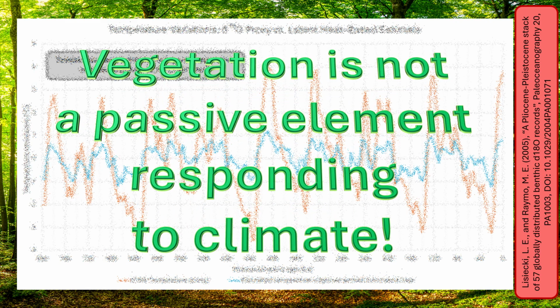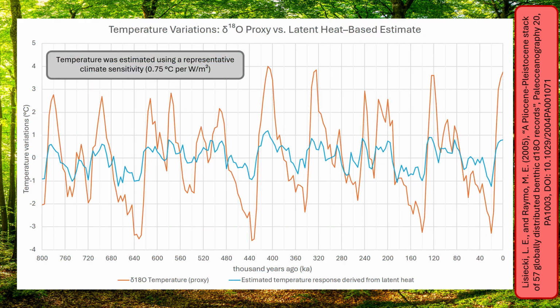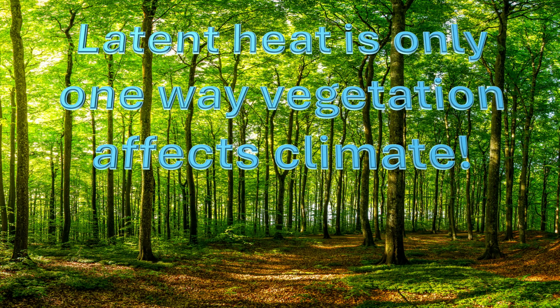Vegetation is not only a passive element responding to climate. It also modifies how incoming solar energy is partitioned between heating the surface and evaporating water. Even relatively modest shifts in this energy partitioning can influence atmospheric circulation, humidity, and cloud formation. And latent heat is only one pathway through which vegetation interacts with the climate system.